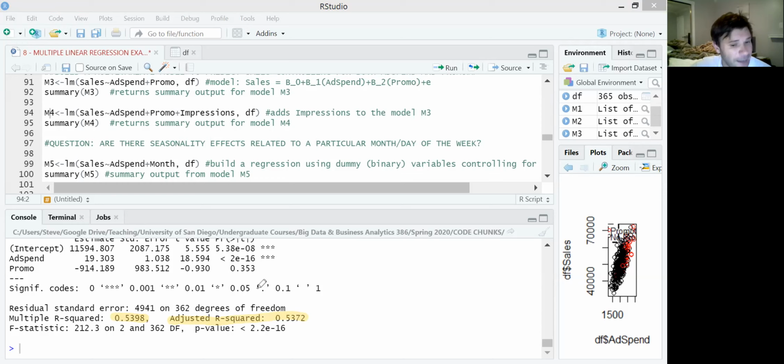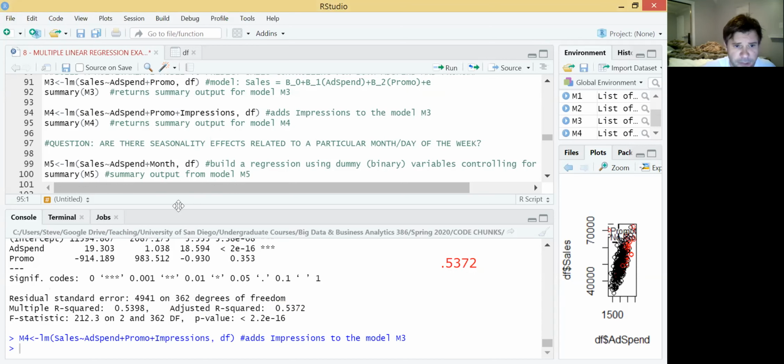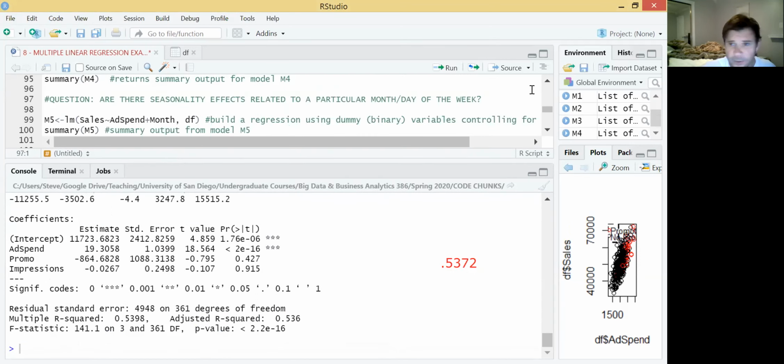But if the extra explanatory power does not trump the added penalty for a loss of degrees of freedom due to increased model complexity, then when we build this model M4 and check the adjusted R squared, we might see that it goes down. So let's do that. Remembering the value that we want to compare it to, let's write it over here. It was 50.5372. That was the adjusted R squared value from model 3. So let's go ahead and build model 4, where we also include impressions. We'll run the summary function for model 4.